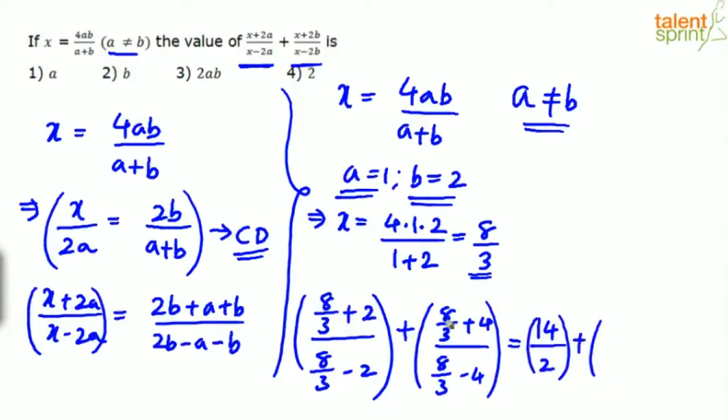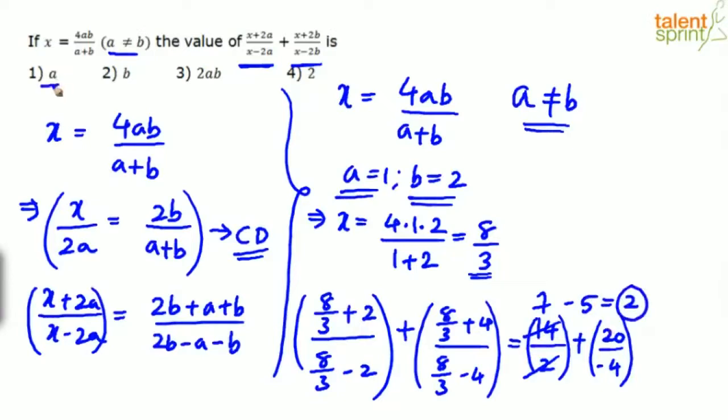And the second term. What is the second term? Second term here is 3 into 4, 12. So 8 plus 12 is 20. 20/3 divided by (8 minus 12), minus 4. So we have got this as 7, and 20 by minus 4 is minus 5, right? 7 minus 5 is how much? 2.